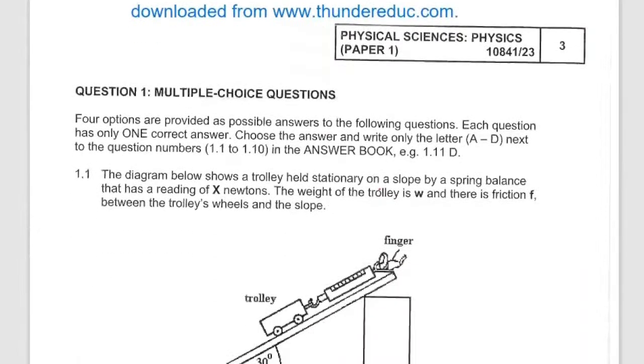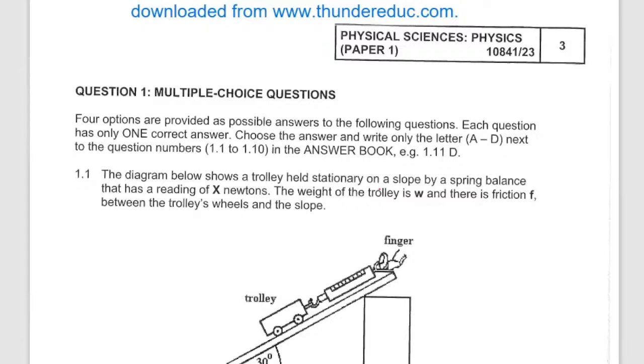Question 1, they're telling us four options are provided as possible answers to the following questions, and each question has just one answer. Here we must choose one and then indicate what we have.